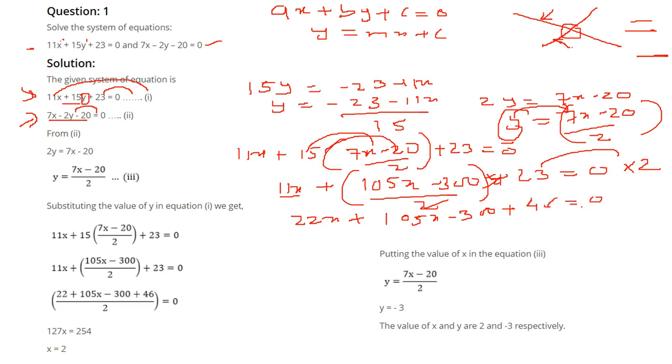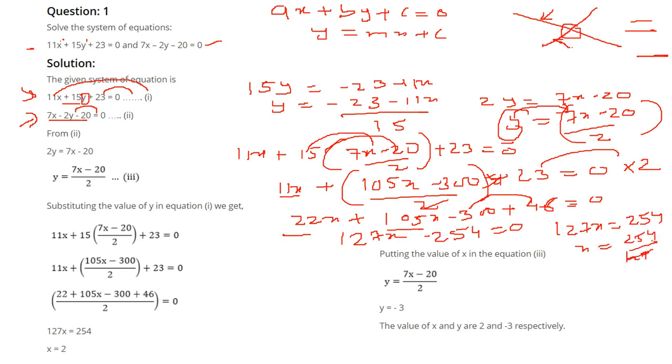Now let us take the x terms together, 22 and 105. This is 127x. How about 46 minus 300? That will be minus 254. So 127x is equal to 254. x is equal to 254 by 127. 127 into 2 is 254. So what do we get? x is equal to 2.